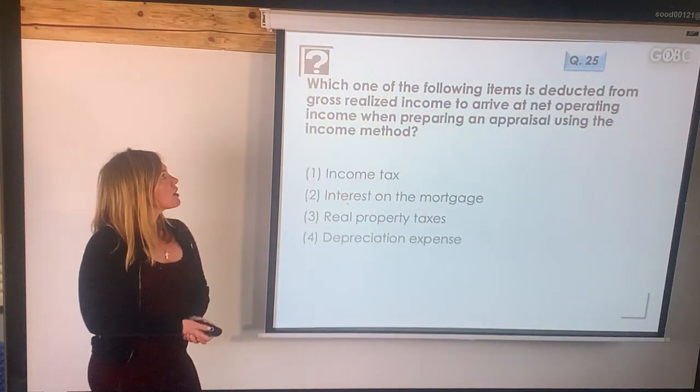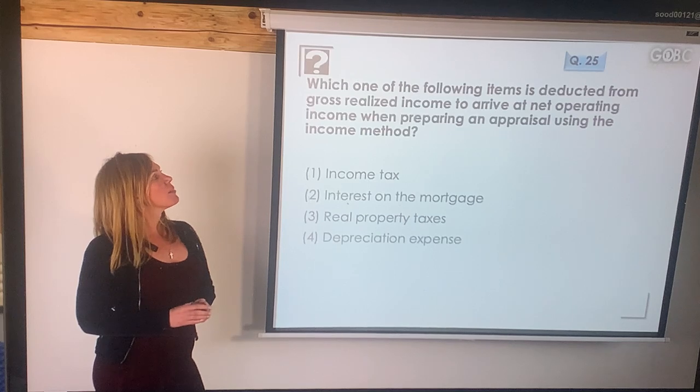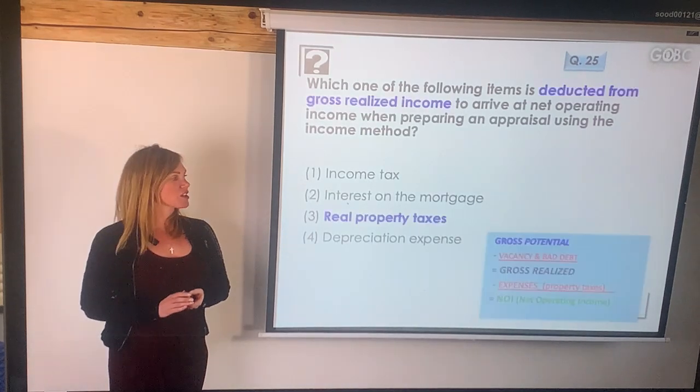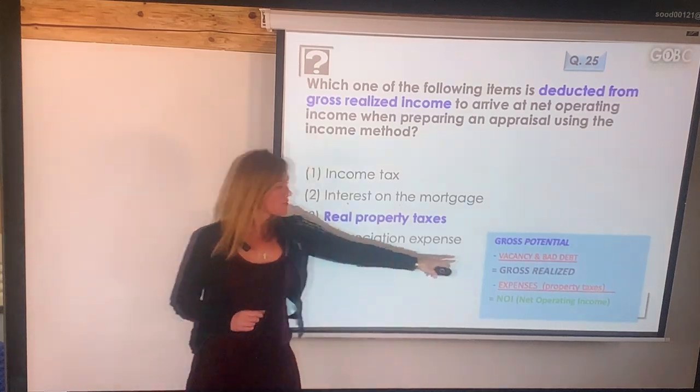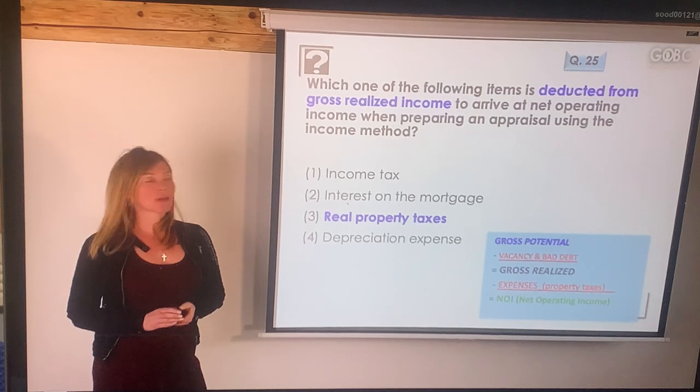Good. Question 25. Which one of the following items is deducted from the gross realized income to arrive at the net operating income when preparing the appraisal using the income method? So now what happens here? This is where you take, from the gross realized, you minus the expenses, and that takes you to the NOI. So a lot of times you'll have a question just like this without any math in it, and that's also good.